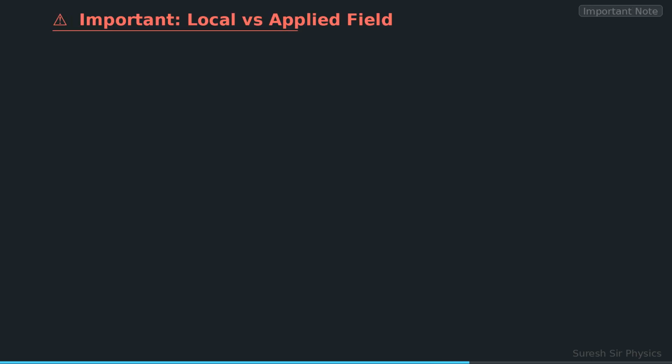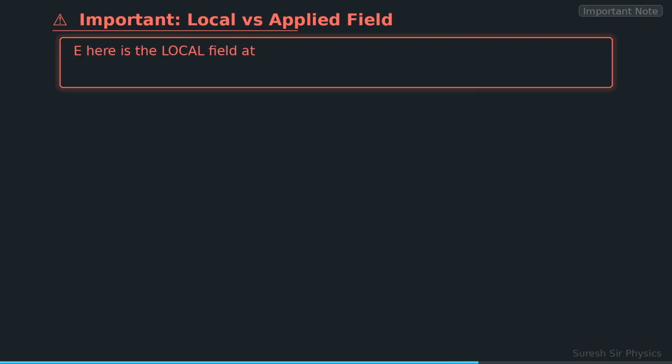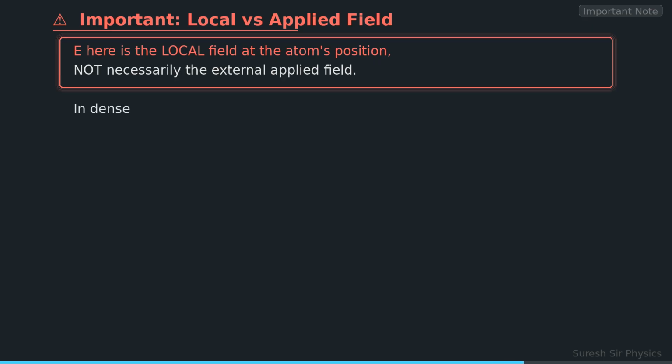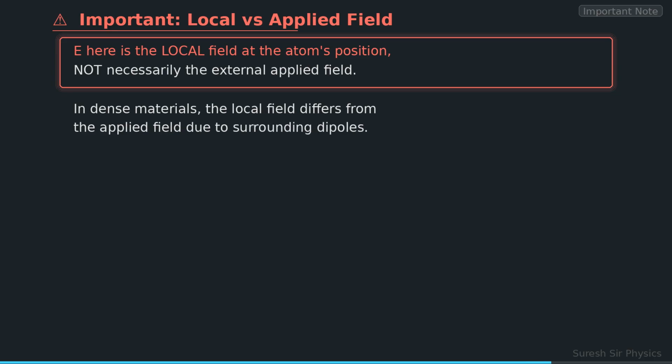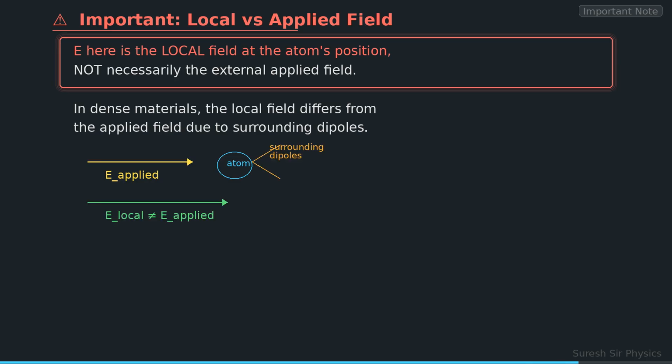Where mu is the induced dipole moment of the single atom, units are coulomb meters. Alpha equals polarizability of the atom. Units are farads times meter squared. E equals local electric field acting on the atom in volts per meter. This is a linear relationship. Doubling the field doubles the dipole moment. The proportionality constant alpha is what we call polarizability.